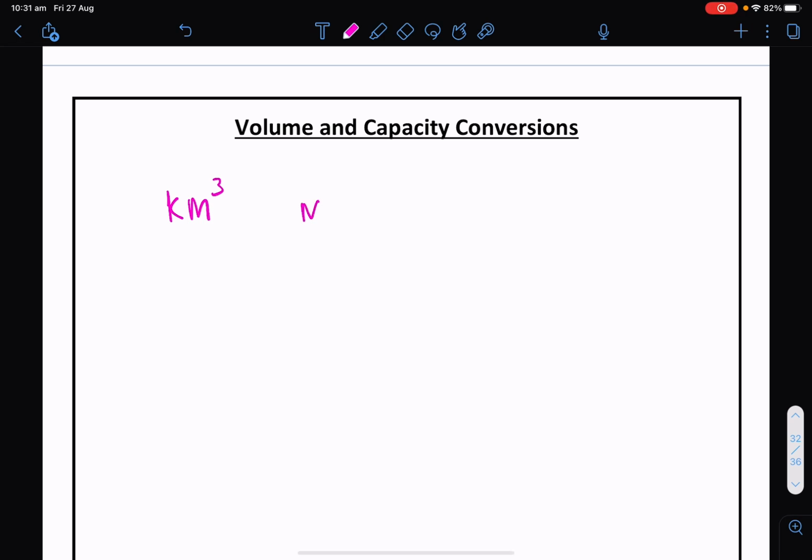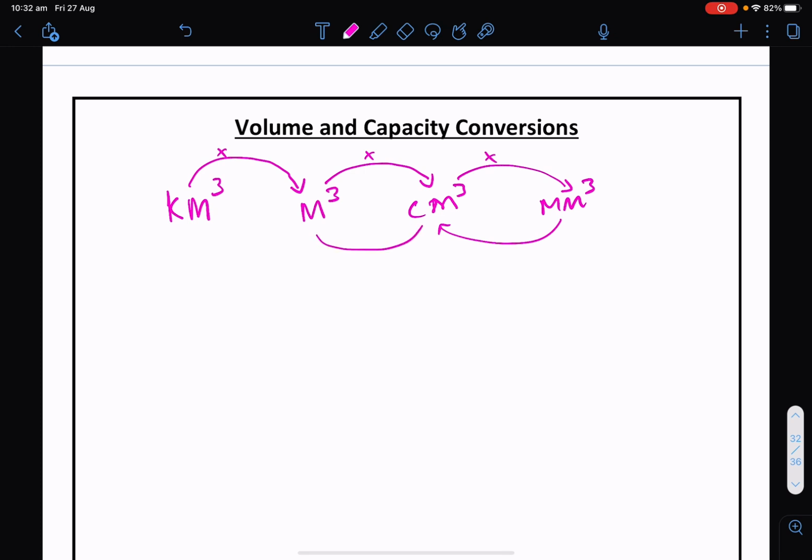Kilometers cubed, meters cubed, centimeters cubed, and then millimeters cubed. So these are the ones we've been previously working out with our shapes that we did in the last couple of lessons. So again, this is very much like our area conversion table, where we're going from large to small measurements like this. And when we're doing it that way, it's always multiplying, isn't it? When we're going back the other way, we are dividing. So we're going to go back through here and we're going to divide.